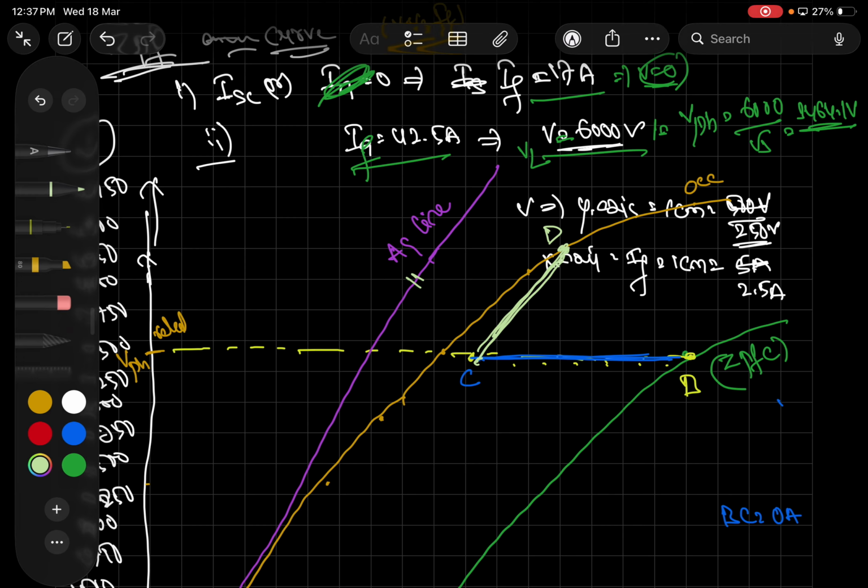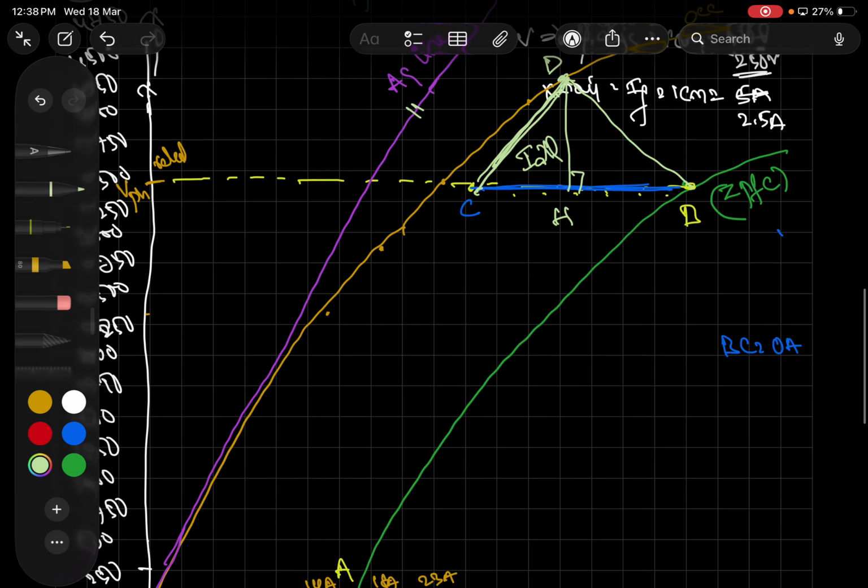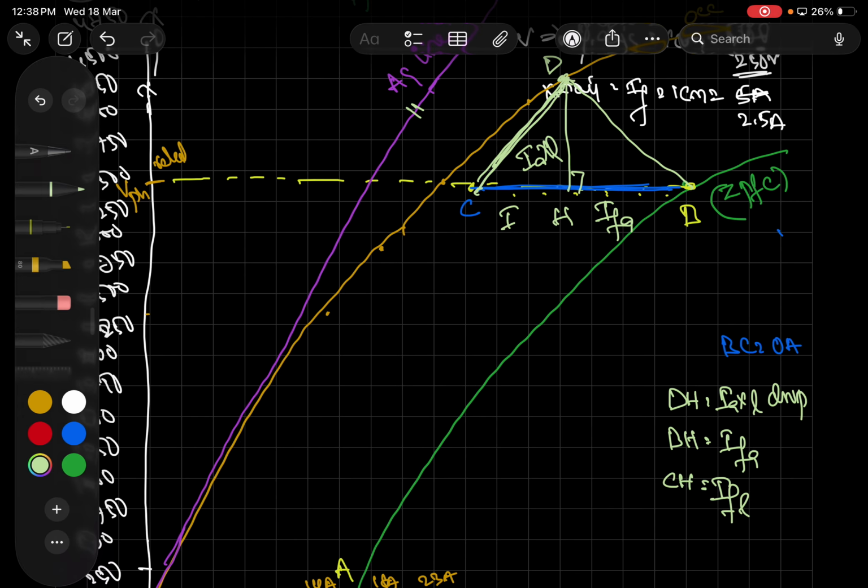Once it is done, we have to join BD and draw a straight perpendicular line. Give the notation H here. So what is this length here? DH length is the IA XL drop. BH is IFA, the field current required to compensate the armature reaction effect here. What about CH? CH is IFL, the field current required to compensate the leakage reactance drop. Okay, IFA as well as IFL.